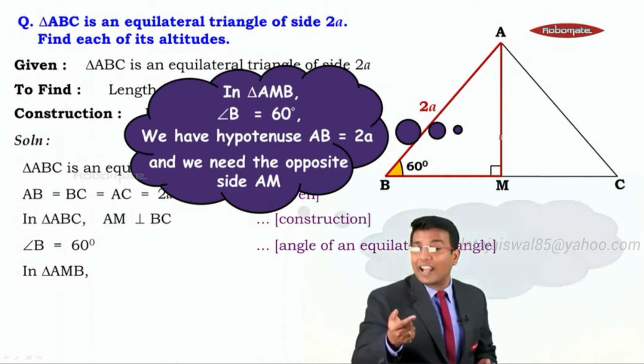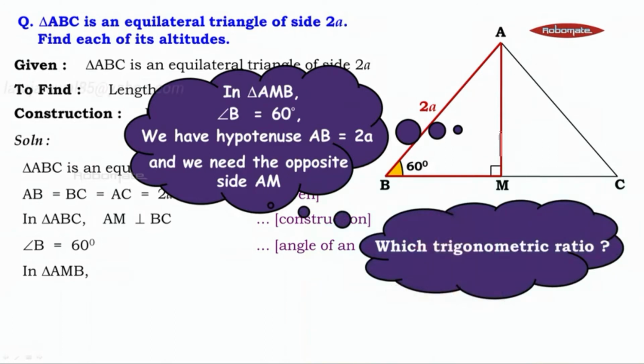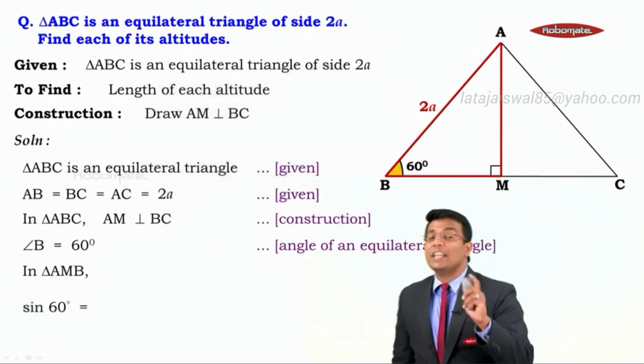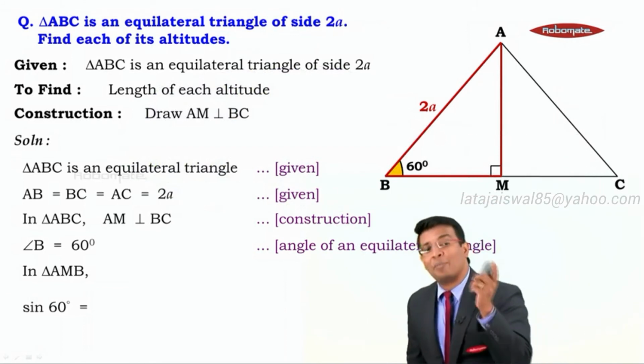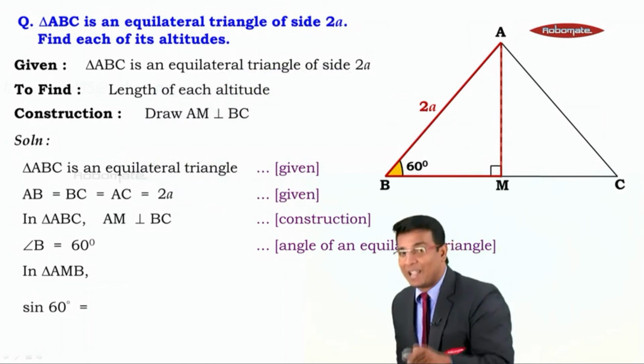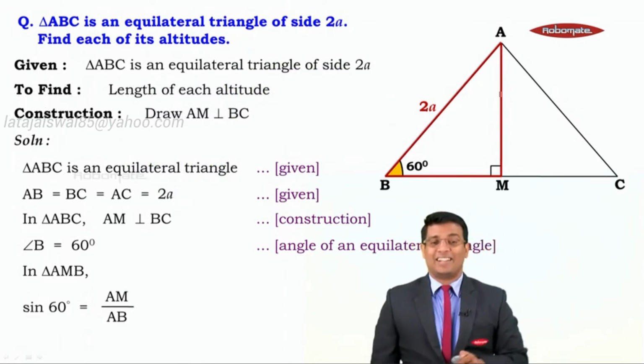And in a right angle triangle, so what are we going to apply? Trigonometry. But which trigonometric ratio comes to your mind when we are talking about opposite side and hypotenuse? It is nothing but sine. So we are going to use the sine ratio for that particular angle, 60 degree. So let's apply it now. So we'll get sine 60 degree is equal to opposite side upon the hypotenuse. What is the opposite side? AM. What is the hypotenuse? AB. So we get it as AM upon AB, right?